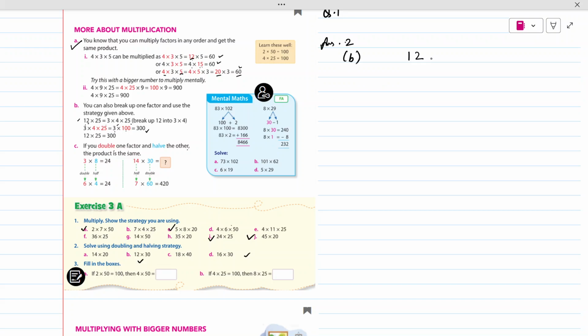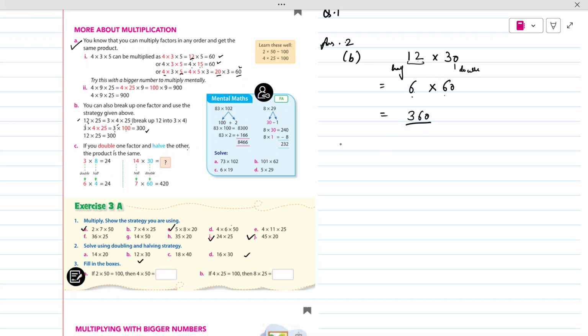B is 12 into 30. So here it is very easy. We can double one number and we can half the other number. Okay, let us try to half 12 here. Half of 12 is 6. And let's double this number. I'm writing double here and half here. Okay, half of 12 is 6. Double of 30 is 60. And 6 multiplied by 60 is 6 into 6 is 36 and 0 as is. So we have 360 as answer.